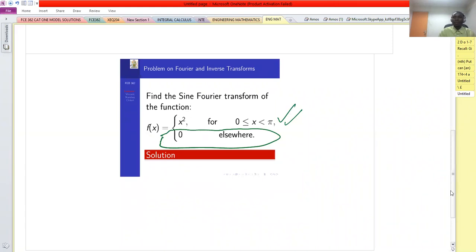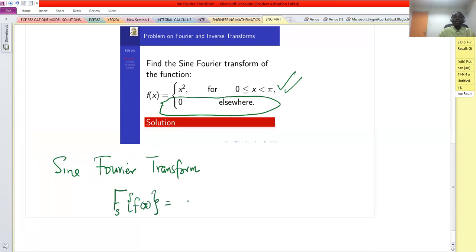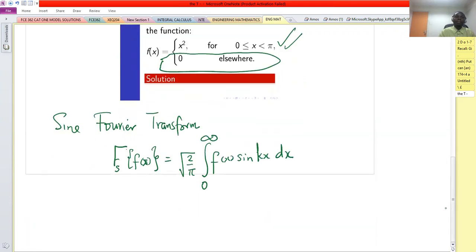But before we start solving the problem, let's remember that the sine Fourier transform of a continuous function is given by F sub s of f of x equals square root of 2 over pi times the integral from 0 to infinity of f of x multiplied by sine of kx dx. So this is the definition of the Fourier sine transform.